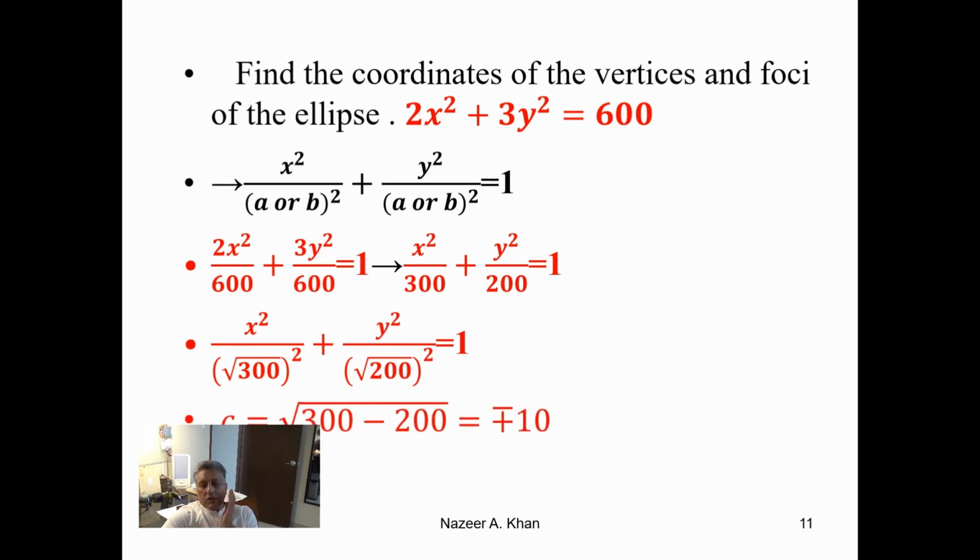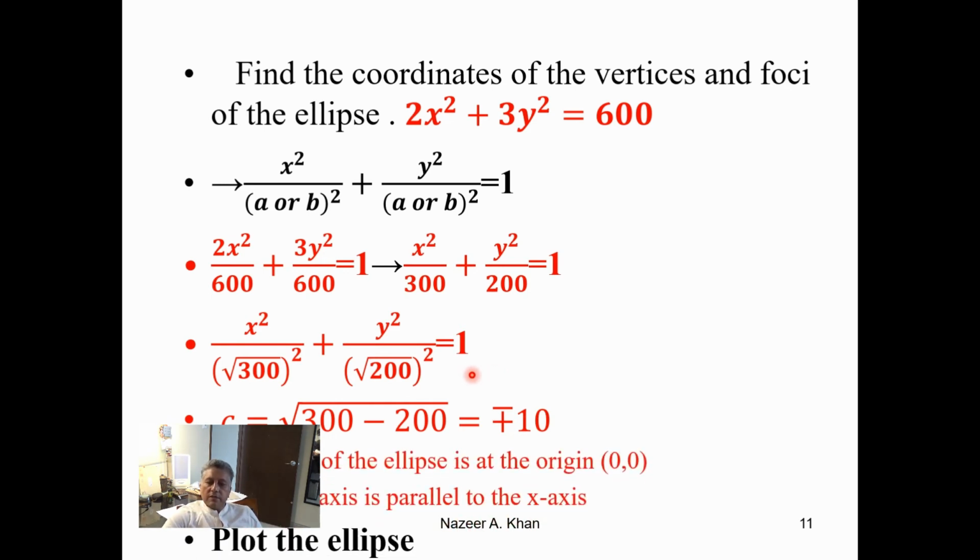I'm going to go and calculate c, which is the distance from the center to the foci. I'm going to take a squared right there, put it in there, minus b squared right there, take the root of that. So if I subtract these two, I get 100, take the root of that, plus or minus 10. So I have all the information that I need to plot this up. Let's go do that. Just a sort of summary of what we have done already.